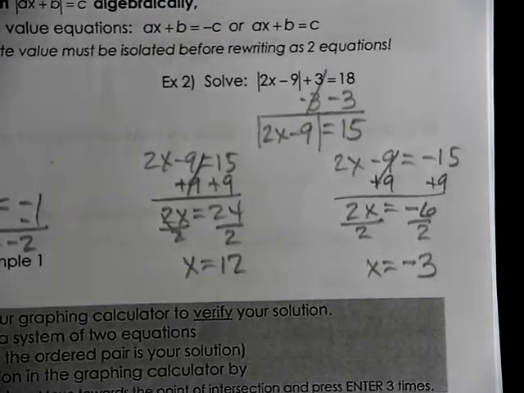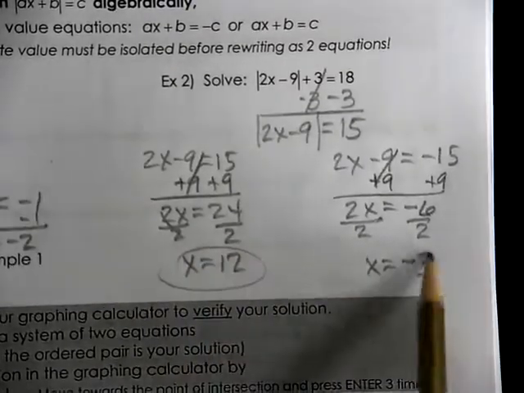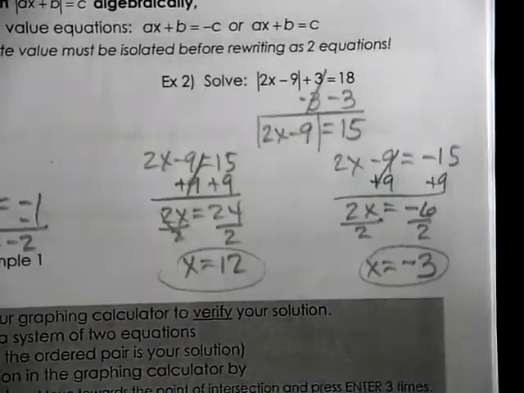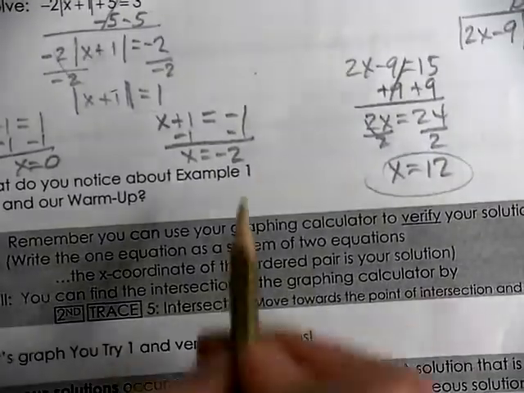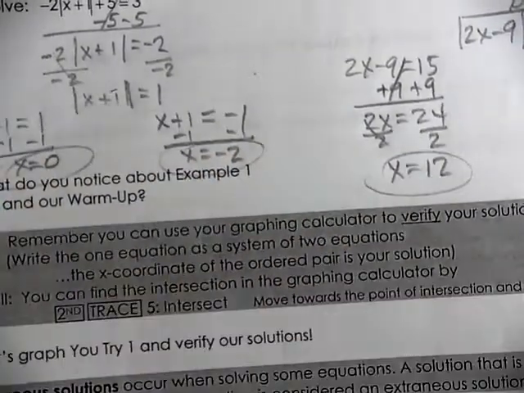So those are our two solutions. Those are good to circle because they're both real solutions. Just like over here, we could circle these. Those are our two solutions.